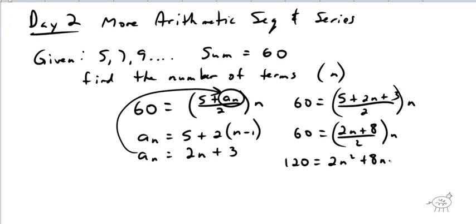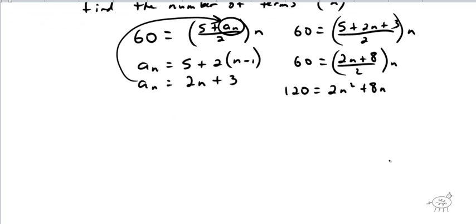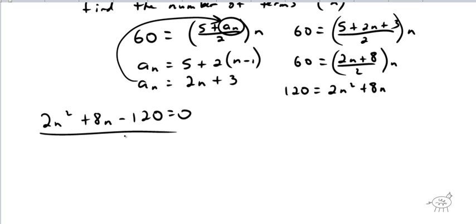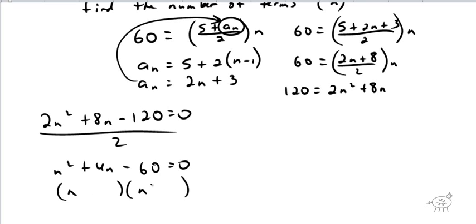Well, I see this is a quadratic right away, so I'm going to move that 120 over. I get 2n squared plus 8n minus 120 equals 0. Now this is not too bad to factor. Obviously we can divide everything by 2, and we get n squared plus 4n minus 60 equals 0. If I factor that, it's n and n, and we get plus 10 and minus 6, which gives us the 4n. And so we wind up getting n is equal to negative 10 and n equals 6.